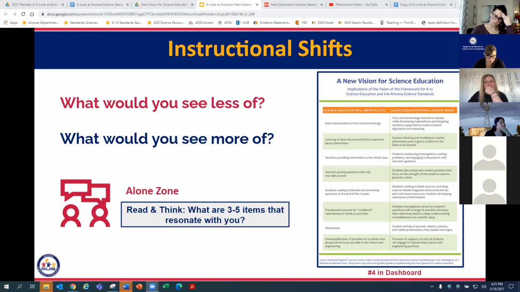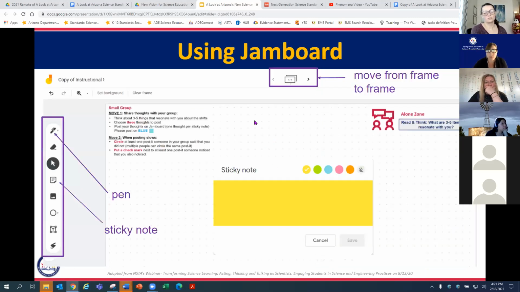All right, time is up. So now, hopefully you had enough time to think about it. We are going to move to Jamboard. And I know some of you are probably really familiar and use it, and other people may not have used it. So I'm just going to go over a couple things.